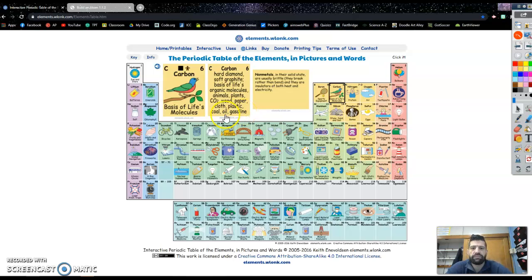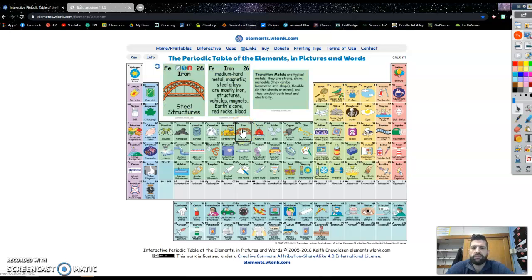CO2 is carbon dioxide. Wood, paper, cloth, plastic, coal, oil, and gasoline all have carbon in them. So let's say I want to go to iron down here. Iron is used in steel structures. It's a medium hard metal. It's magnetic. Steel alloys are mostly iron structures. It creates vehicles, magnets, Earth's core, red rocks, and blood. So there's iron and blood.